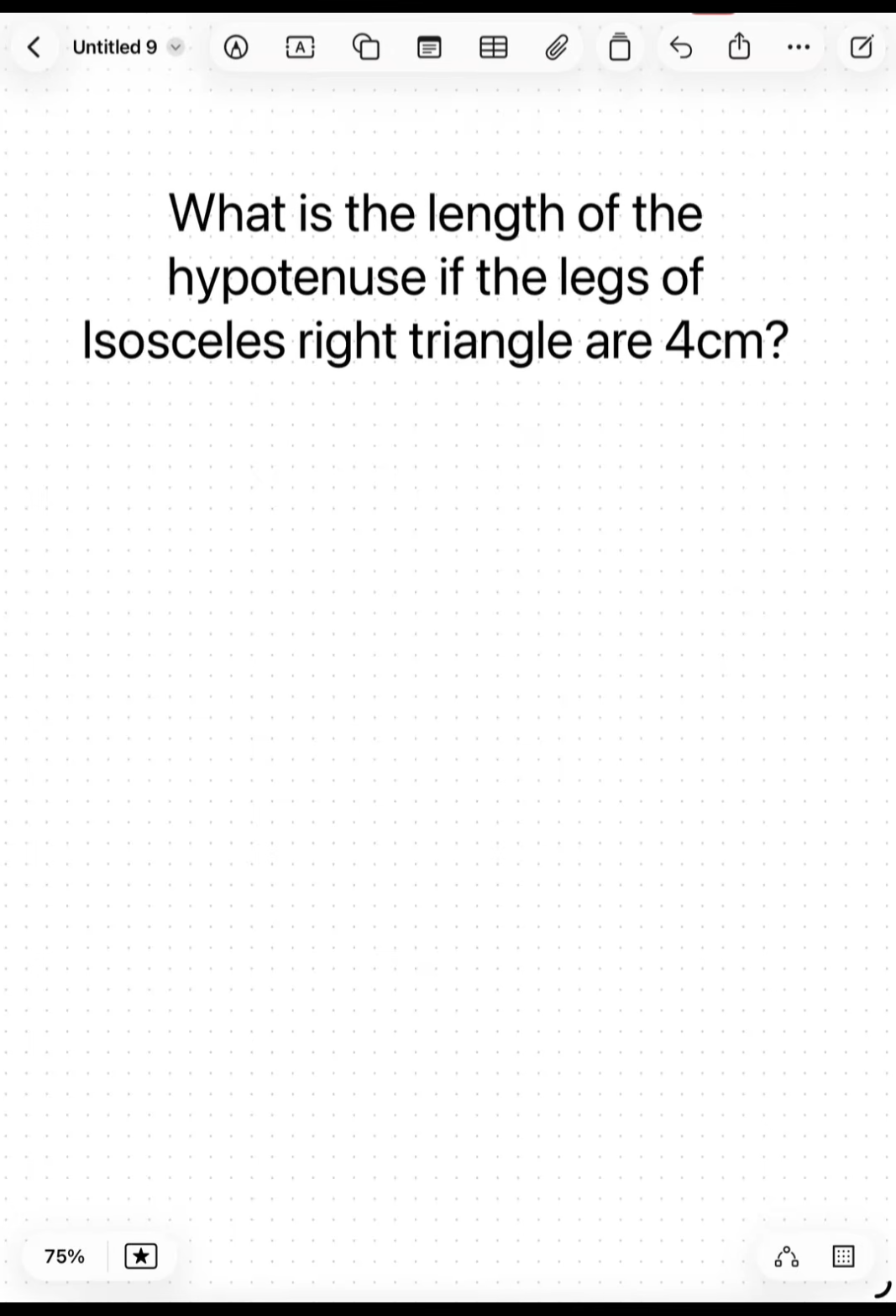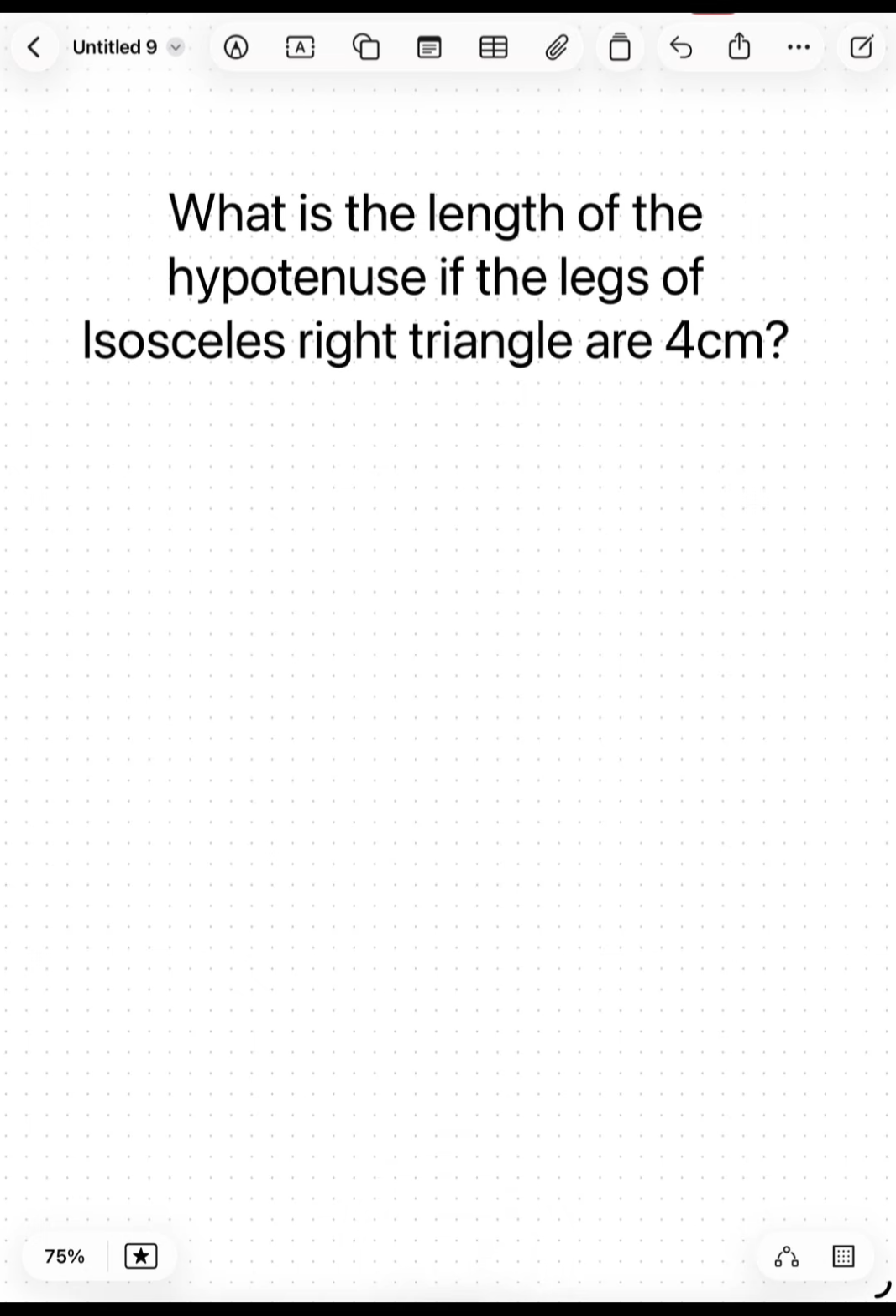At another math topic na naman ang pag-uusapan natin ngayon. But before that, try to answer this one. What is the length of the hypotenuse if the legs of an isosceles right triangle are 4 cm? Pause the video and try to answer. Tinry mo ba? If you got it right, very good.